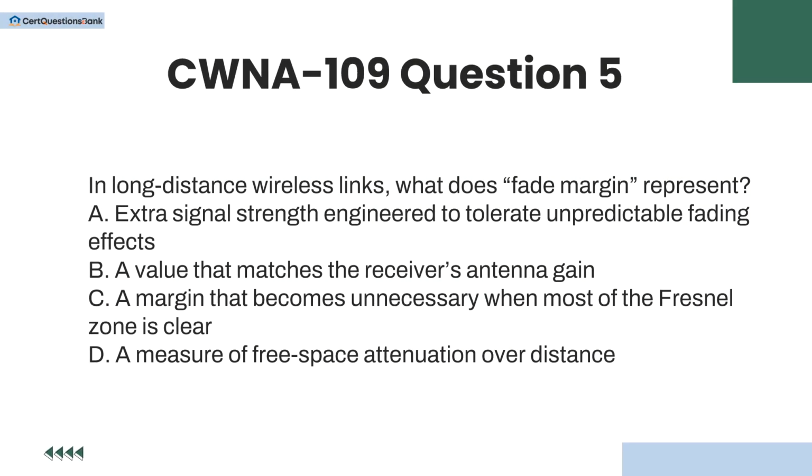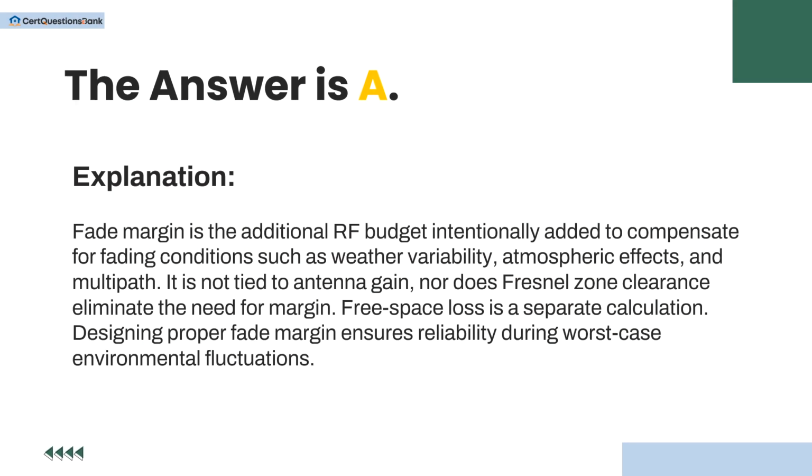In long-distance wireless links, what does fade margin represent? A. Extra signal strength engineered to tolerate unpredictable fading effects. B. A value that matches the receiver's antenna gain. C. A margin that becomes unnecessary when most of the Fresnel zone is clear. D. A measure of free space attenuation over distance. The answer is A.